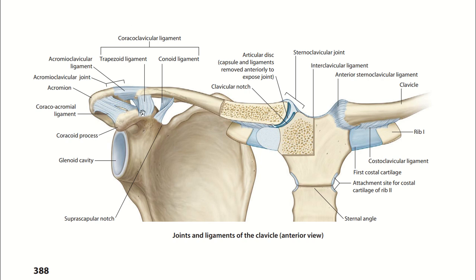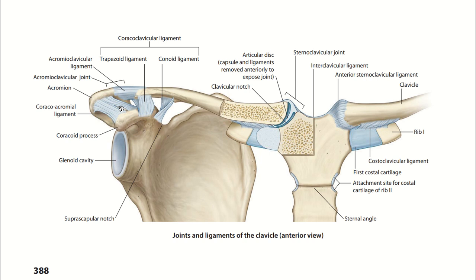What does it mean? It means it only allows gliding movement to take place during the rotation of the scapula, or when there is elevation and depression of the clavicle, so there is gliding movement at the acromioclavicular joint. It also has a capsule, and this capsule surrounds the joint and attaches to the margins of the articular surfaces.